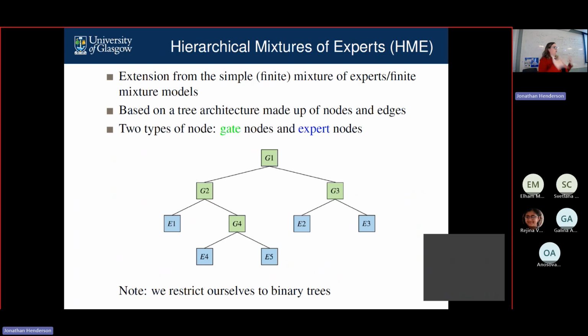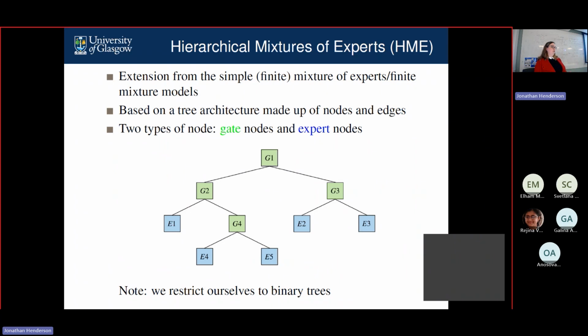Hierarchical mixture of experts. As you expect from the word hierarchical, we just throw a tree on it, basically. The way of splitting up the space becomes this hierarchical tree. So we have an architecture made up of nodes and edges. Our boxes here represent the nodes, and the lines joining them are the edges. This, you can see, is an example of a tree where we have only two sons and daughters for each of the gates, so each of the nodes. So this is a binary tree.